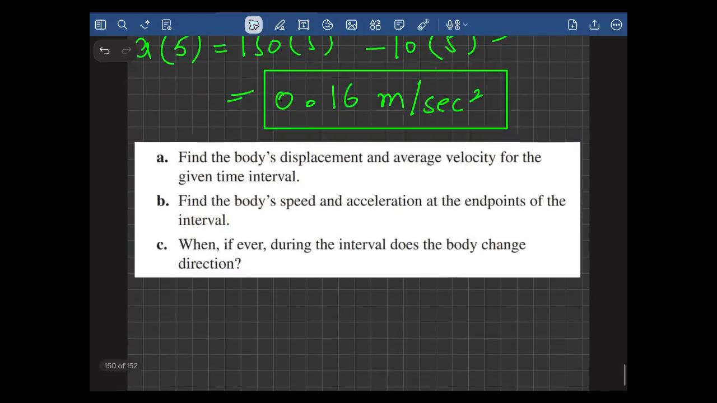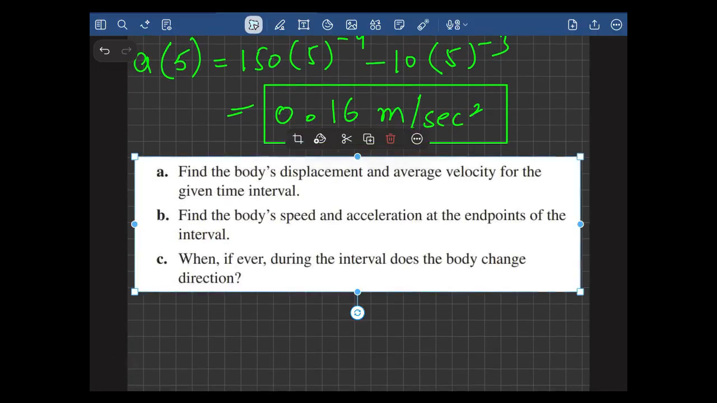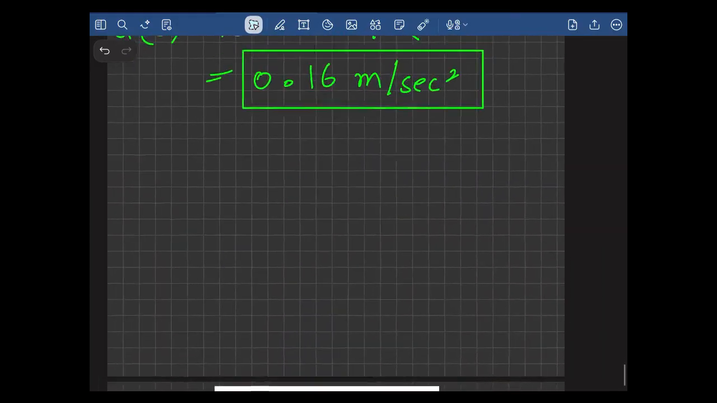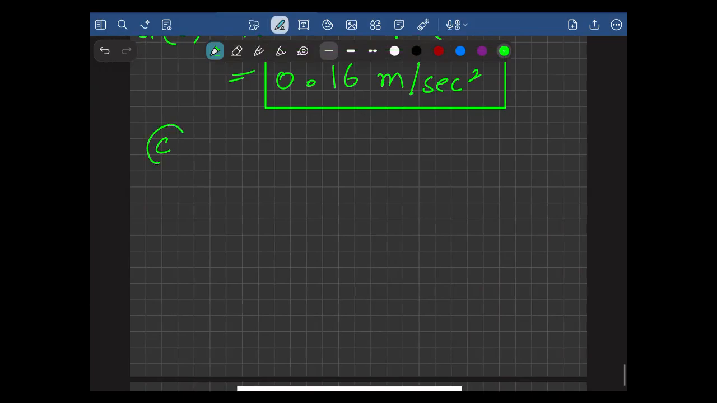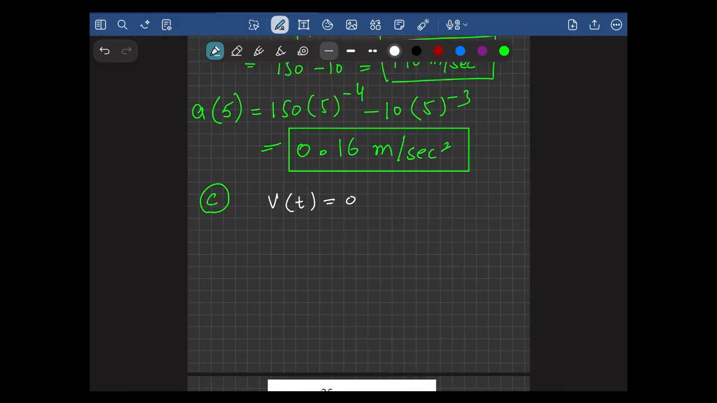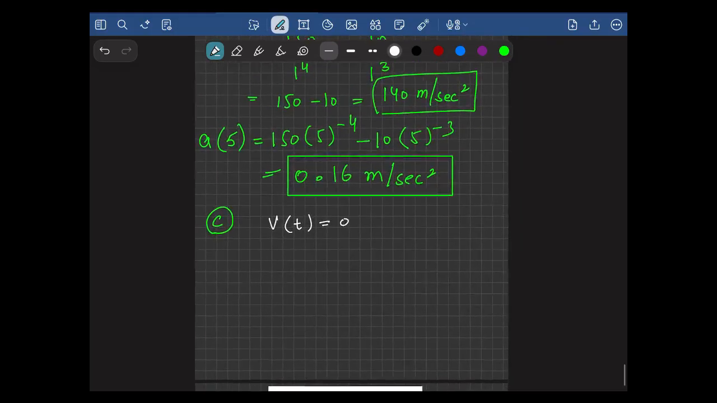Okay, there's one more question about that, whether it's going to change its direction or not. That's the C part of question number 5. So we have to find whether it's going to change direction or not. For this reason, we have to let the velocity equal 0, because if it's changing its direction, it means the velocity, before it actually turns to a different direction, it has to come to 0.